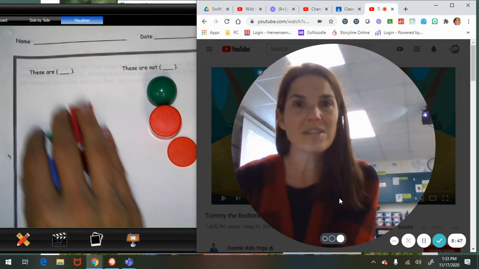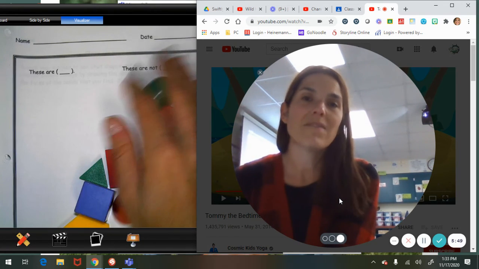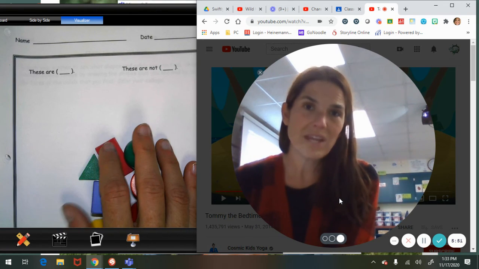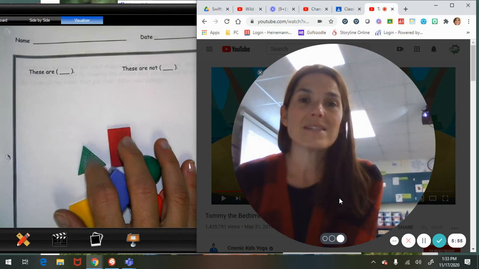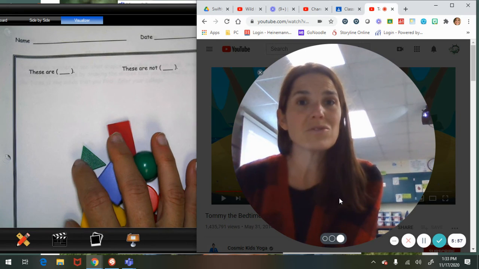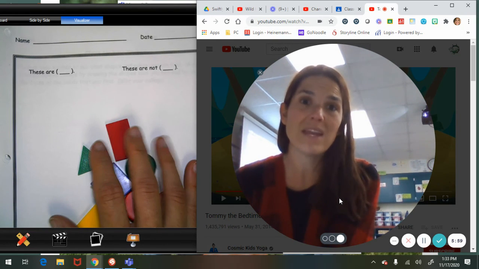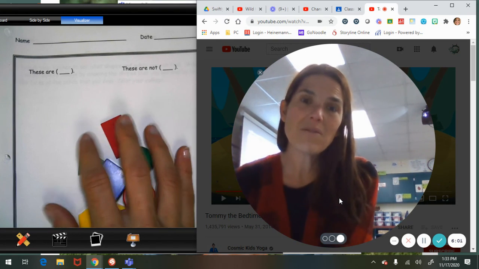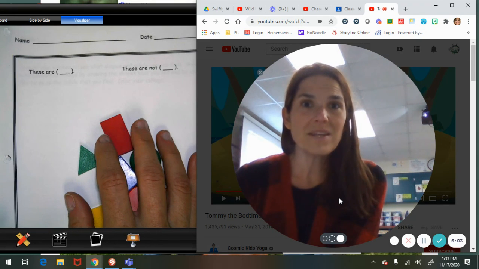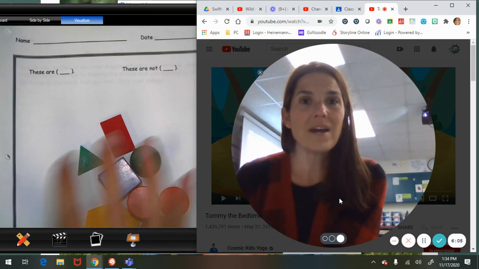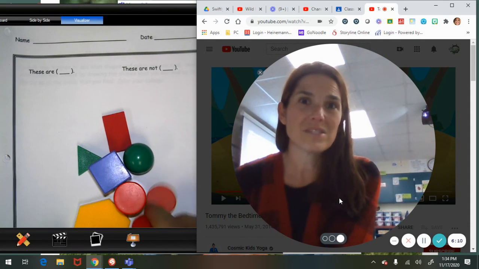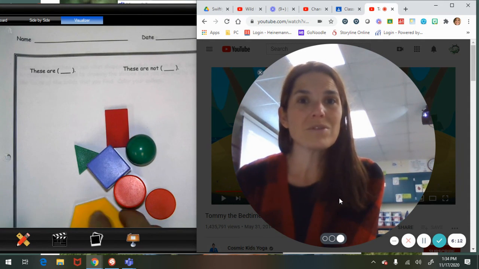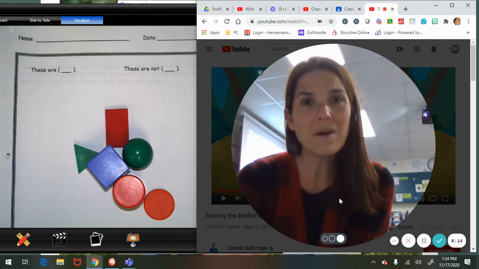I want you guys, just like I asked you to yesterday, to find another way that you could sort your shapes, and have your parents take a picture and send it to your teacher and tell them how you sorted your shapes, your flat and solid shapes. Tomorrow, we will do another activity where you're going to find some shapes and do a little interactive slide by yourself. So I hope you enjoyed today's activity, and I will see you tomorrow.